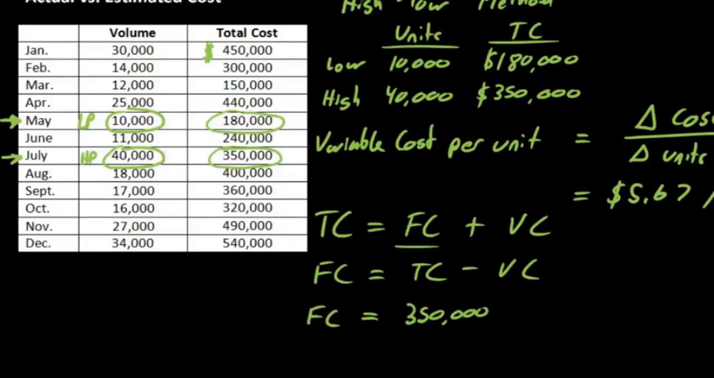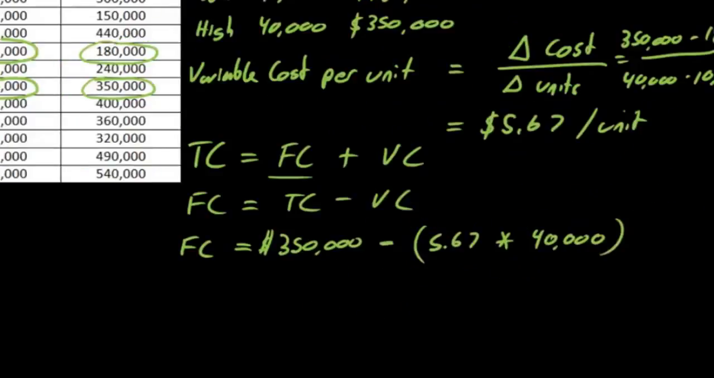So for our high month, our fixed cost is going to equal our total cost, and the total cost for the high month was $350,000. So $350,000 minus our variable cost, which is 5.67 times 40,000 units. And if you work this out, you get a fixed cost of $123,333. And this was using a high point. So I'll put high point.